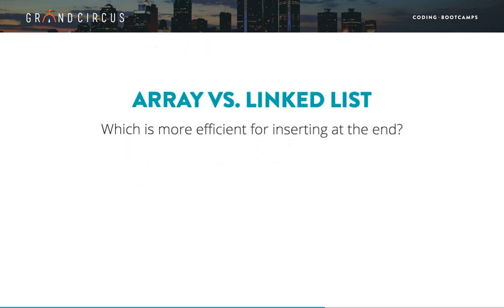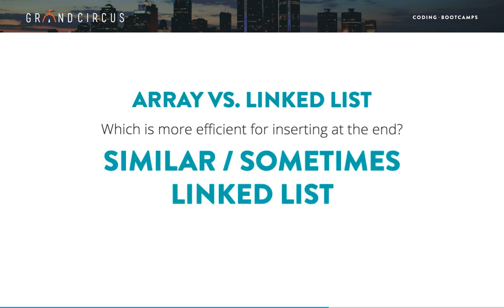Which is more efficient for inserting at the end? Actually, that's sort of a trick question. They're usually both efficient. Adding to a linked list is always trivial. And for an array list, if the array still has empty spaces left, it's trivial to fill one in. The only hitch is, when the array is full, you need to copy over to a new larger array before you can add to it.